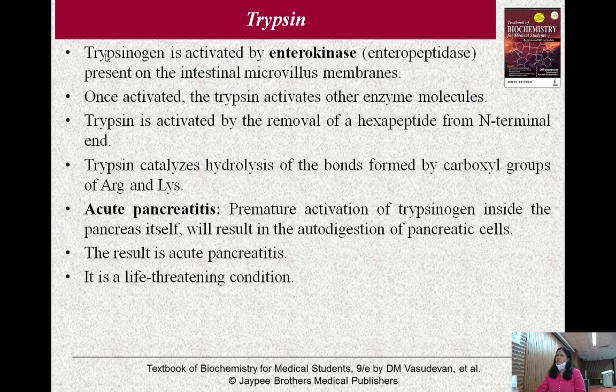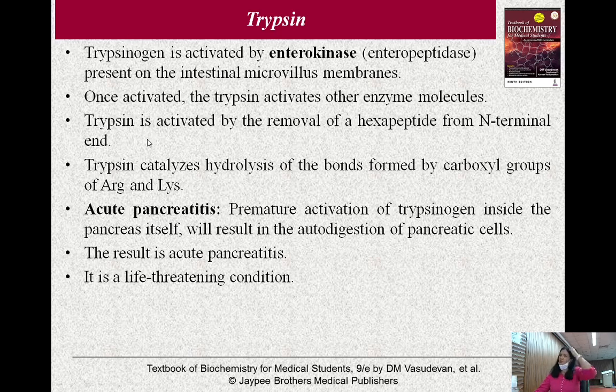Now, trypsinogen is the inactive form of trypsin. How is it converted into trypsin? Trypsinogen is converted into trypsin by enterokinase. Okay, what is enterokinase? These are enteropeptidases which are produced by the intestinal microvillus membrane. So enterokinase, which is the enzyme produced by the microvillus cell, helps in the conversion of trypsinogen into trypsin. So how is it converted? By removing 6 amino acids, okay, from the N-terminal end.